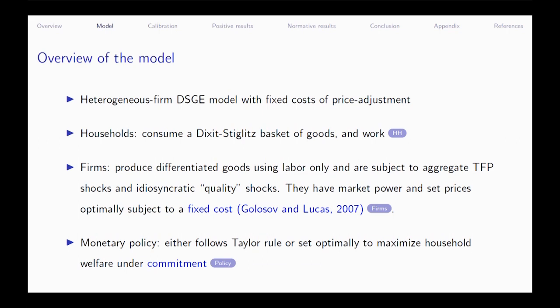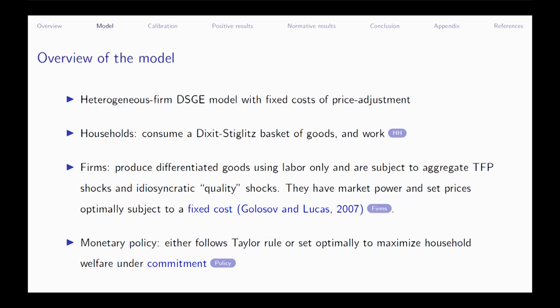Okay, so let me say a few words about the model. It's a heterogeneous firm DSGE model with a fixed cost of price adjustment. A household consumes a Dixit-Stiglitz aggregate of goods and works and saves. Firms produce differentiated goods using labor only and are subject to aggregate shocks, such as a TFP shock or a cost-push shock, and idiosyncratic shocks, okay? And they have market power and set prices optimally subject to a fixed cost of price adjustment, a so-called menu cost, as in Golosov and Lucas.